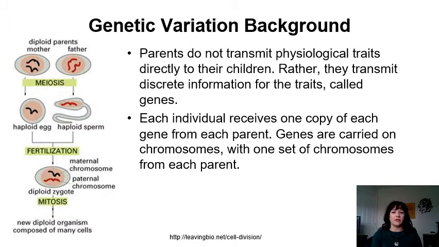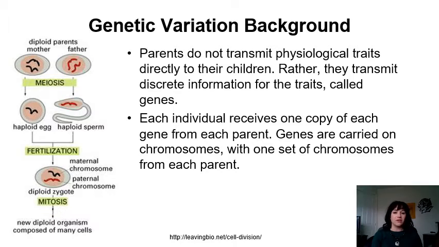So for example, if there's a gene for eye color, you're going to get one copy of that gene from each parent. These genes, again, I said they're made up of DNA. They're contained on chromosomes, and you get one chromosome from each parent. So on the left, we have a cartoon that helps to better understand that. Focus at the point where we have egg and sperm. You'll note that there is one chromosome in the egg and one in the sperm, and upon fertilization, that zygote has two chromosomes, one from dad, one from mom.